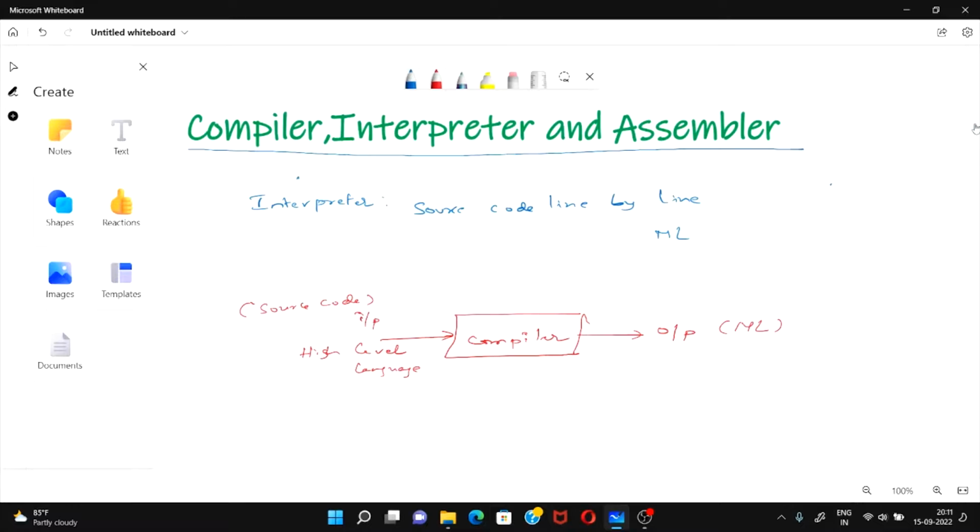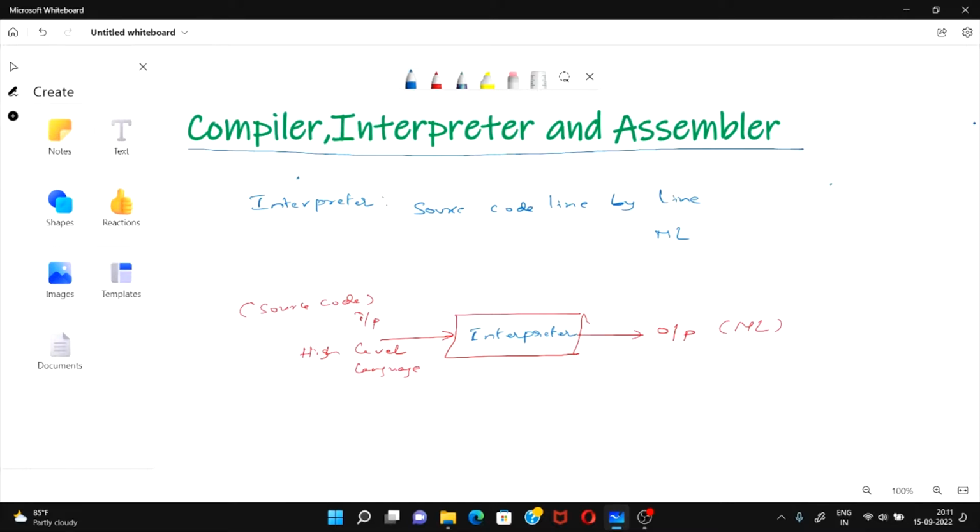So we can give some examples of the compilers. We can say your C compiler, C++ compiler. So these will take the entire program and convert it into machine understandable language. Whereas we can say Python, Java. So they will act as an interpreter. Like it will take code line by line and it is going to convert high level language into machine understandable language. That is the only difference between compiler and interpreter.